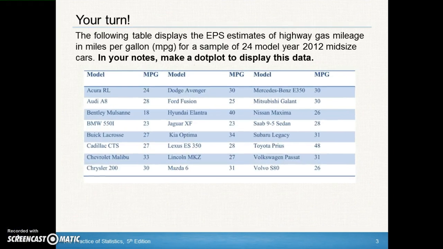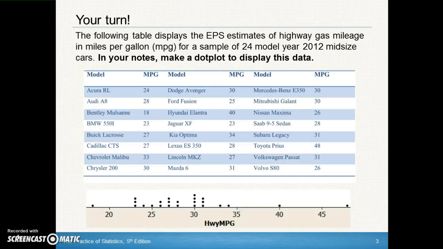Go ahead and jump in and try this right away. Pause this video, read the prompt, and make a dot plot to display the data shown below. Nice job. Compare your dot plot to mine. Notice that I abbreviated highway miles per gallon. This was a computer output, and that's why it did this. Go ahead and correct your work against this.